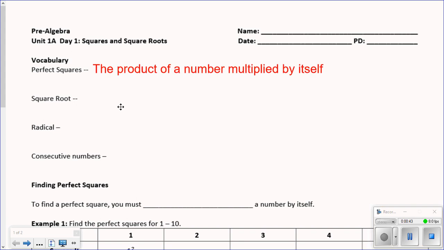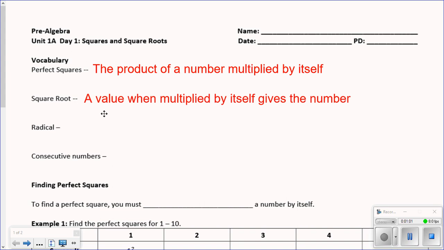So perfect squares, the way we would define it is the product of a number multiplied by itself. So it is the result that you get when you multiply a number by itself. So 4 times 4 gives you 16. 16 is a perfect square. Okay? A square root is a value that you get when multiplied by itself gives the number.